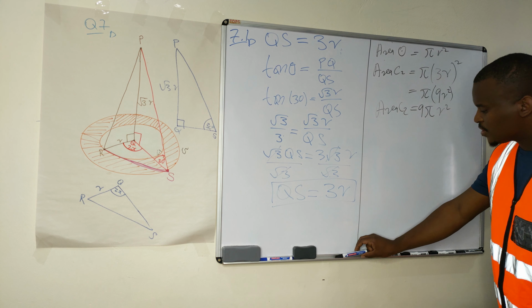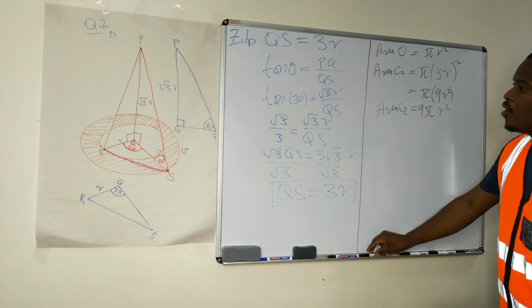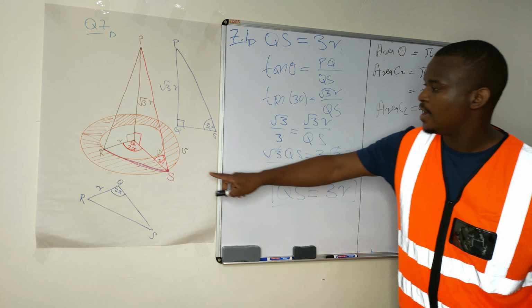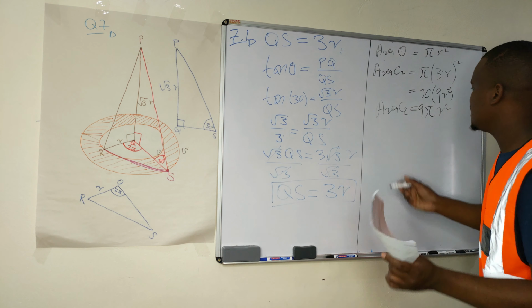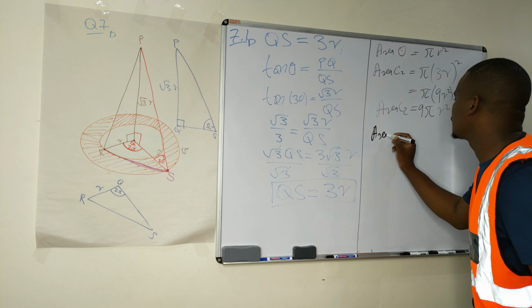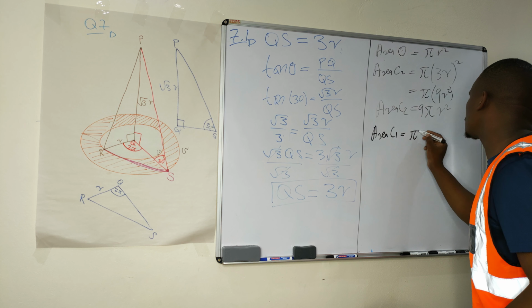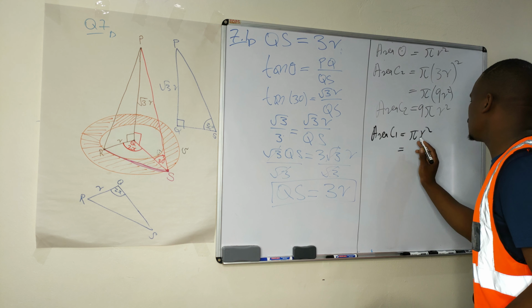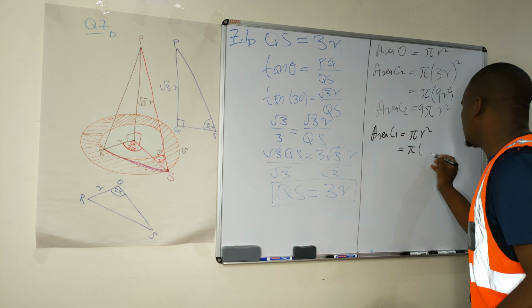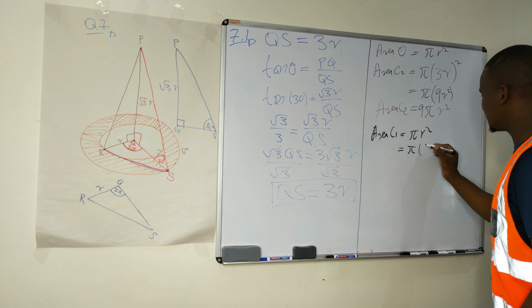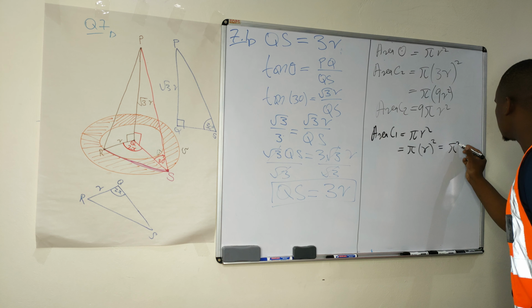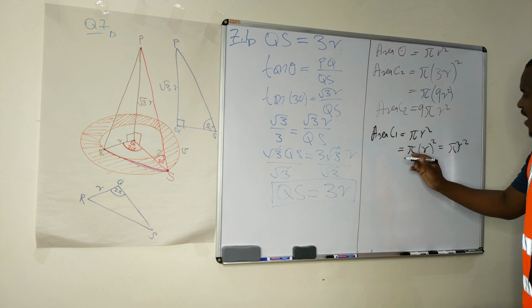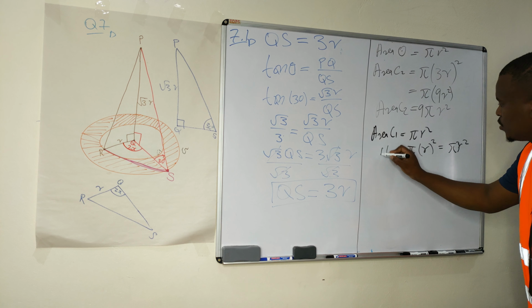Now you must find the area of circle 1, which is the smaller circle with radius r. The area of circle 1 is equal to pi r squared, right? Your pi is pi, and your r is r, so your area is pi r squared. And this is the area of circle 2.